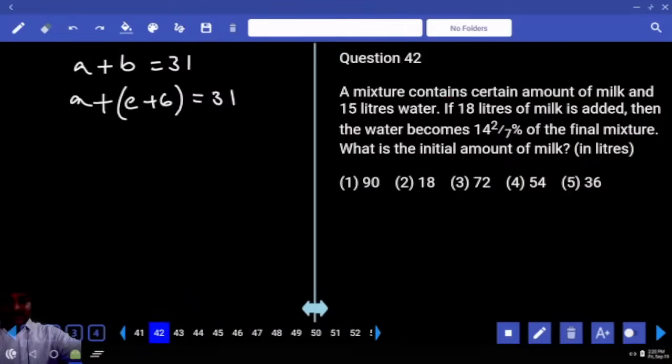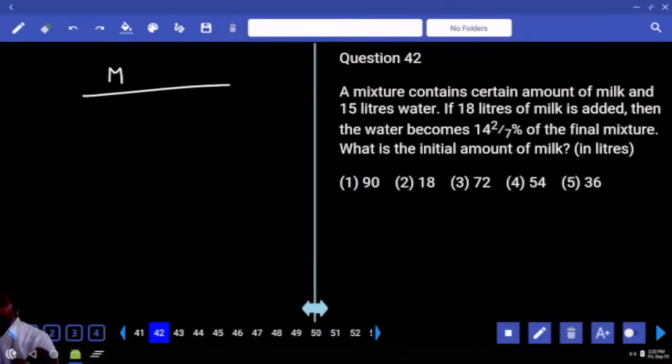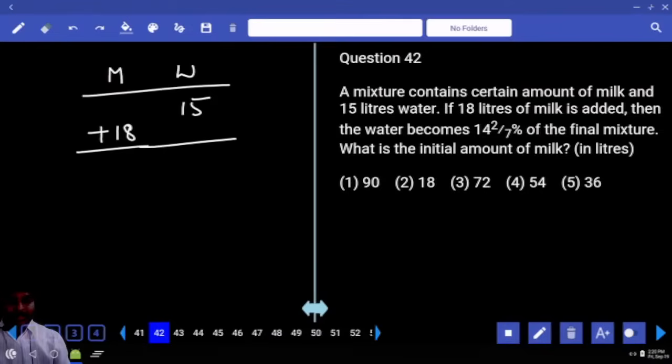A mixer contains certain amount of milk and 15 liters of water. We don't know how much milk we have, but water we know, which is equal to 15 liters. If 18 liters of milk is added, we don't know initial milk, but 18 liters of milk is added, then the water becomes 14 2 by 7 percentage. Fractional form. 1/7 of what? 1/7 of milk or 1/7 of the total final mixer.